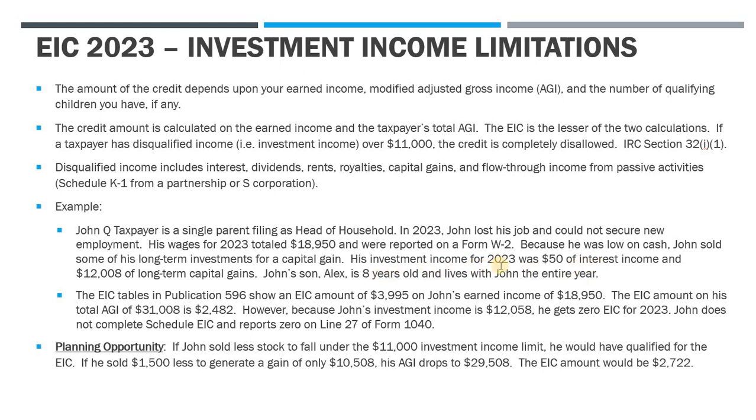Now, because he wasn't able to find new employment and he was low on cash, he decided to sell some stock. So he sold some stock and realized a long-term capital gain. And so his investment income for the year, for the whole period, he had $50 of interest income, and the capital gain on the sale of the stock was $12,008. Now, he does have one son, Alex, who's 8 years old and lives with him the whole year. And so Alex is a qualifying child for purposes of the EIC.